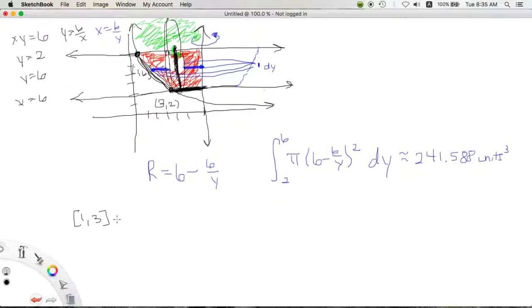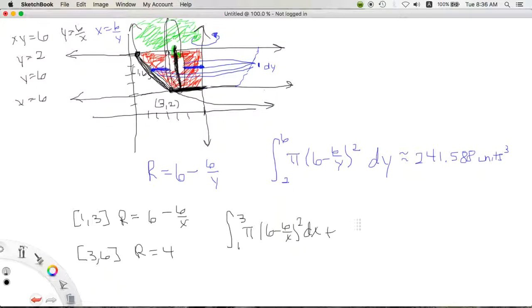From 1 to 3, our radius is going to be 6. This line up here is 6 minus this function here. So that's 6 over x. And from 3 to 6, our radius is constant. It's just 4 because we're going from the line 6 to the line 2. So we just have to split it up. We do the same thing though. We go from 1 to 3 of pi r squared h plus from 3 to 6 of pi r squared h. And again, I trust you can calculate that all out, and you get 203.89 units cubed.